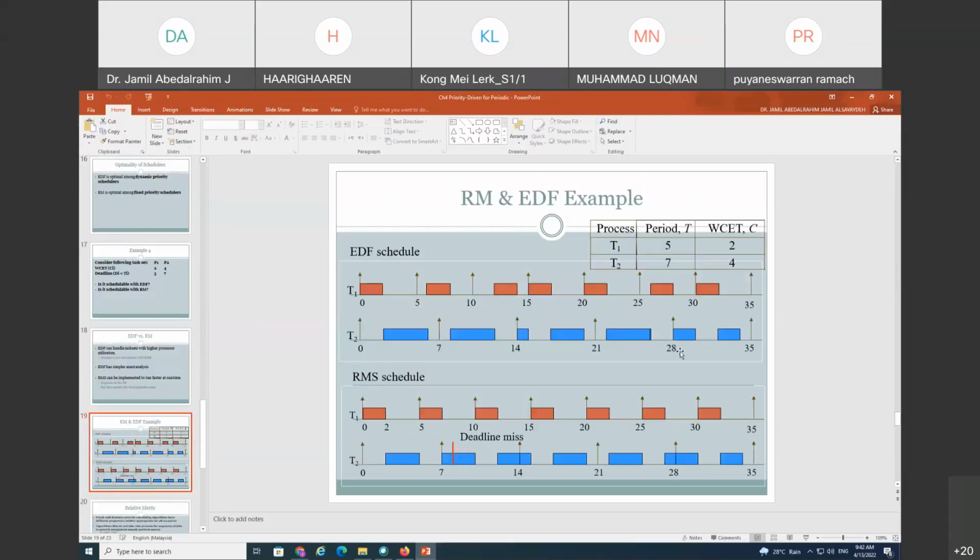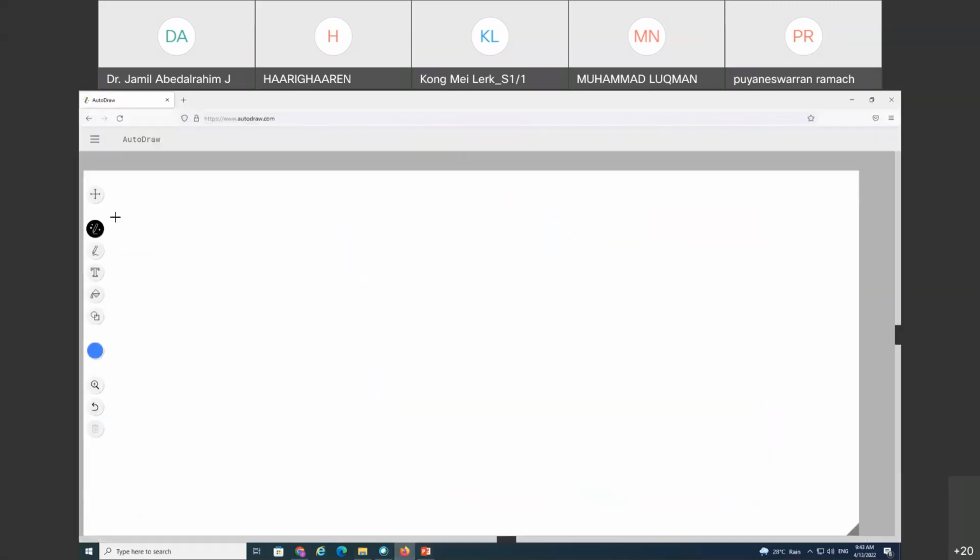We have this example. Can you see the slide, students? Yes, sir. So here I will show you how to schedule the EDF and how to make the rate monotonic schedule. EDF I will explain next time. Let's focus now on RMS, rate monotonic. Let's take this example. Task 1.